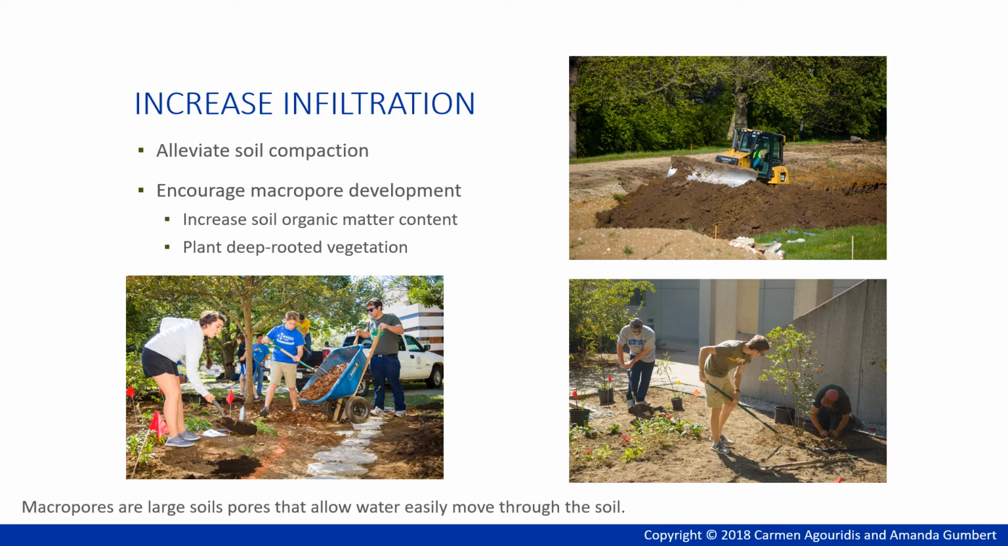Practices that target the alleviation of soil compaction, such as tilling or ripping, and encourage the development of macropores, such as through the addition of organic matter and the planting of vegetation, can increase the infiltration rates of soils. Macropores are large soil pores that allow water to easily move through the soil.